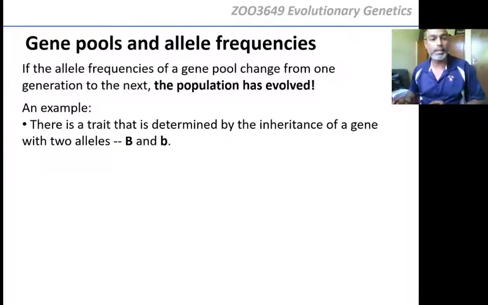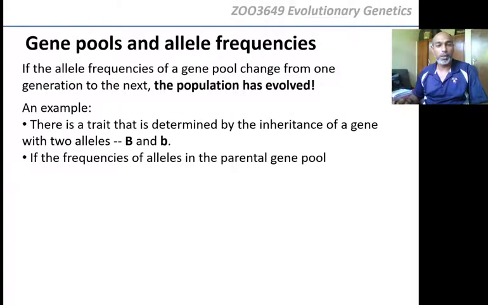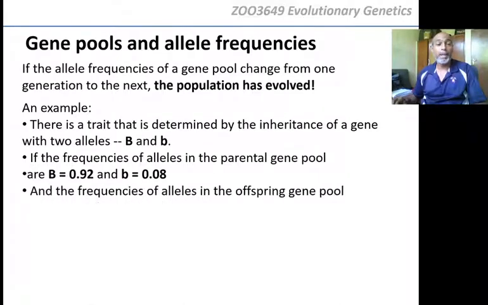All right, let's do an example. Here is a trait determined by 2 alleles, big B, small b. Frequency of the alleles in generation 1 was 0.92 and 0.08. Remember, if you add these 2 up, there must always be 1, right? Allele frequencies. But now, these guys had offspring, okay? And the offspring have their own gene pool. And now we've measured the very same alleles in the offspring. What do we get? We get 0.9 and 0.1.